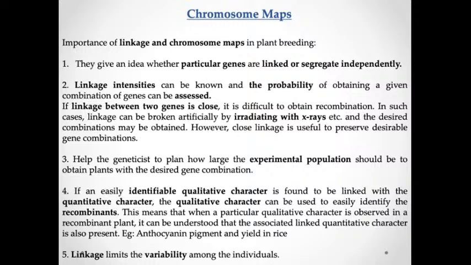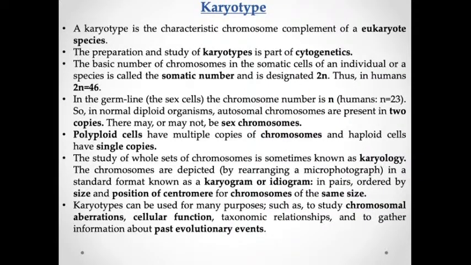Importance of linkage and chromosome maps in plant breeding: they give an idea whether particular genes are linked or segregate independently. So linkage intensities can be known and the probability of obtaining a given gene combination can be assessed. It could help geneticists plan how large the experimental population should be to obtain plants with the desired gene combination. If an easily identifiable qualitative character is found to be linked with another character, it can be used to easily identify recombinants. Linkage limits the variability among the individuals.